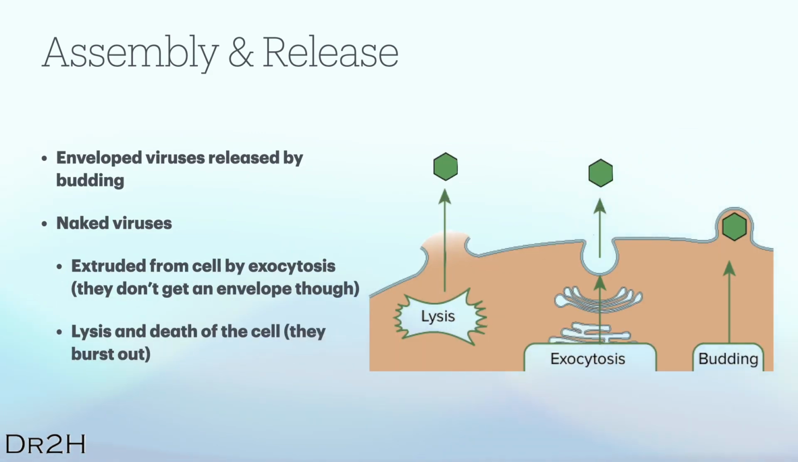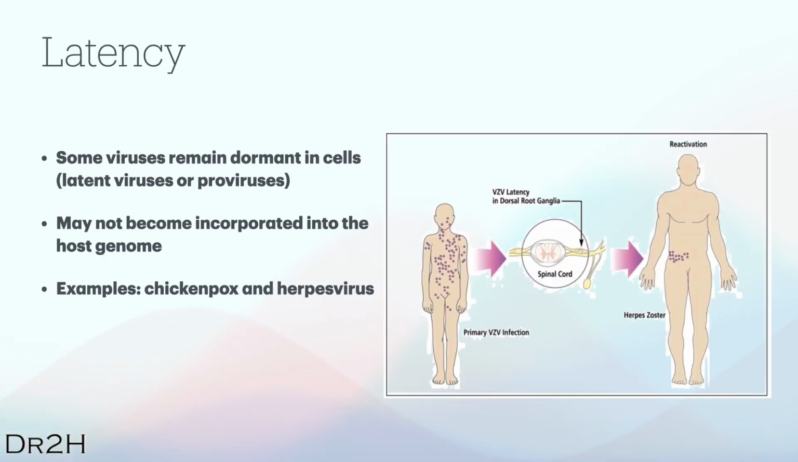After viral particle assembly, enveloped viruses are released by budding and take a part of the cell membrane along with them to form the viral envelope. Naked viruses are extruded from cells by exocytosis. They can also release themselves by lysis of the host cell. Now this completes the viral cycle.